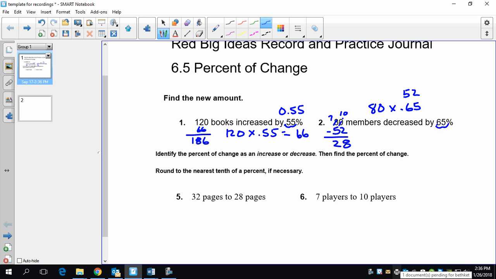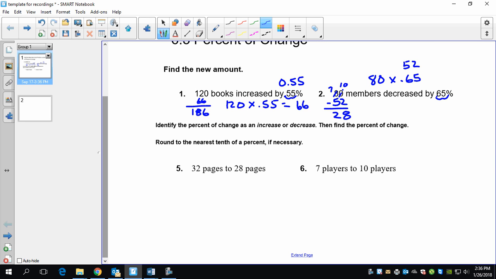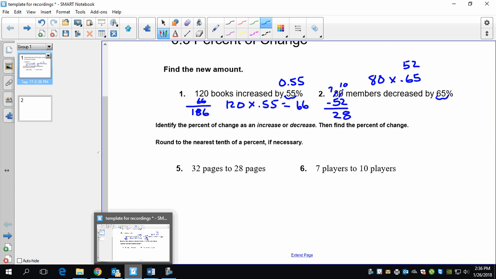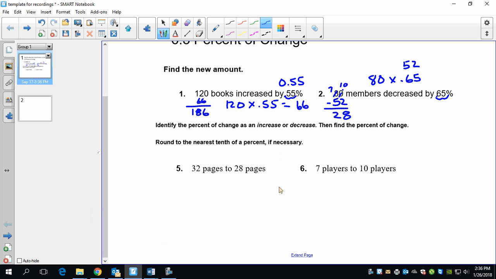Okay. Number 5 and 6 are a little bit more challenging. It says identify the percent of change as an increase or decrease, then find the percent of change. Round to the nearest tenth of a percent if necessary. So for number 5, we're going from 32 pages to 28 pages. So in my mind, that would be a decrease.